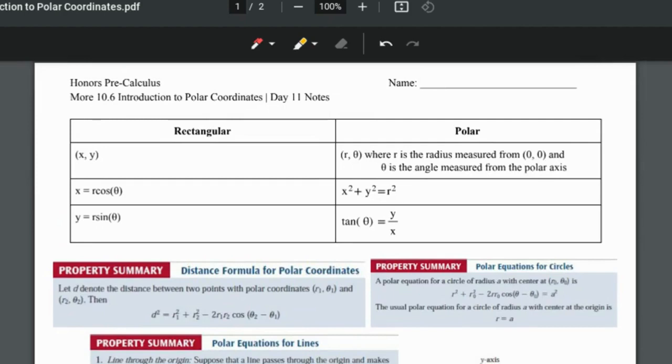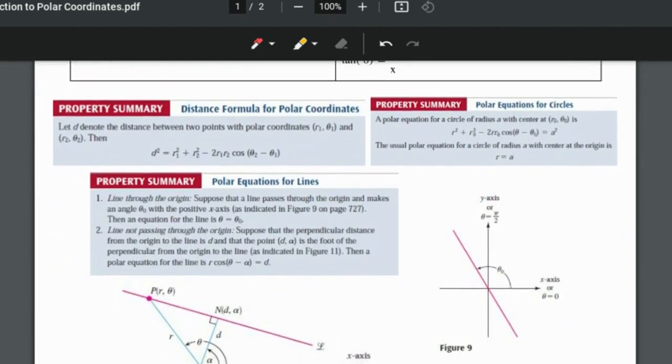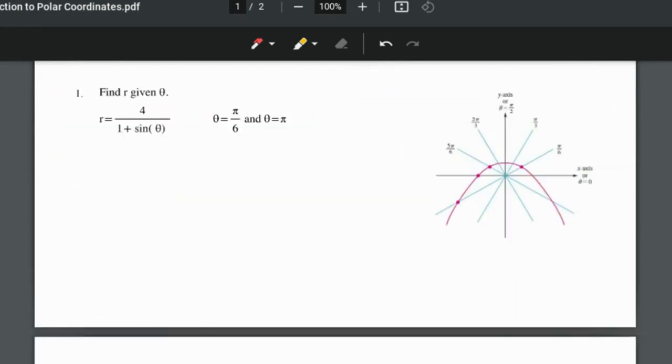Today we're going to continue our introduction to polar coordinates, and in the table you can see the formulas that we used yesterday. And then we have 3 additional properties that we're going to cover today, including the distance between 2 points on the polar coordinate plane, and then the polar equation for circles, and then the polar equation for lines. But first we're going to find r given theta.